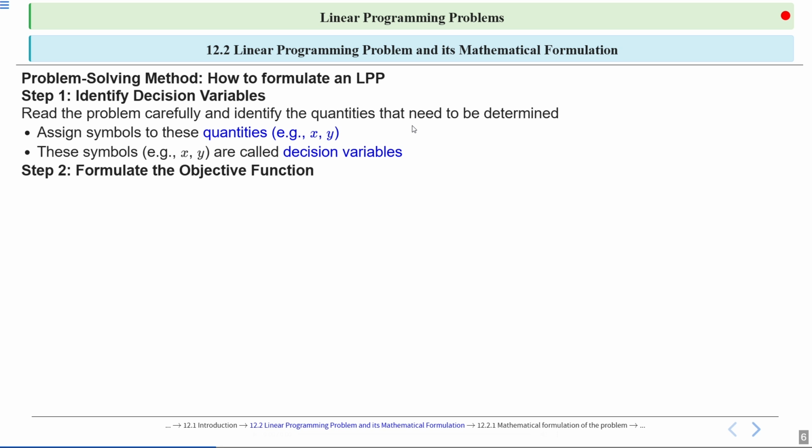Okay, now see step 2. Step 2 is to write the objective function which shows what you want to maximize or minimize, like profit or cost.